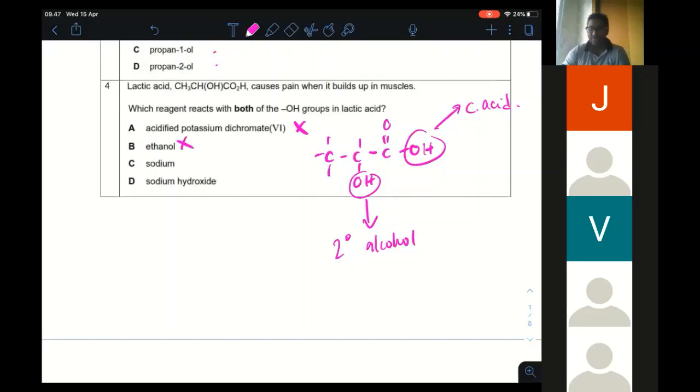So, no, not that. Sodium: just now we learned that alcohol reacts with sodium to give you hydrogen gas. Carboxylic acid is an acid, so definitely it will react with sodium to give you hydrogen gas. So that will be the answer. How about sodium hydroxide? Now take note, only carboxylic acid will react with sodium hydroxide, because base and acid. But alcohol does not react with sodium hydroxide. It's only going to react with sodium, not sodium hydroxide.